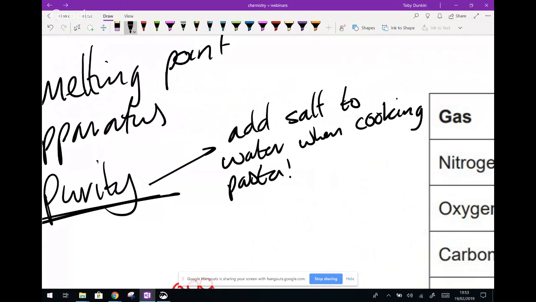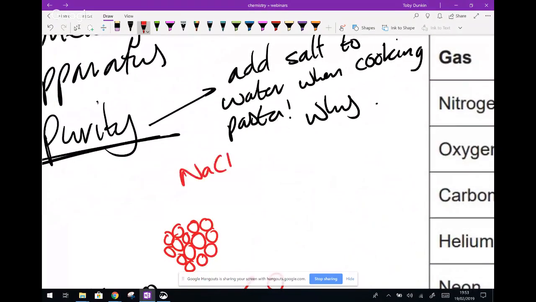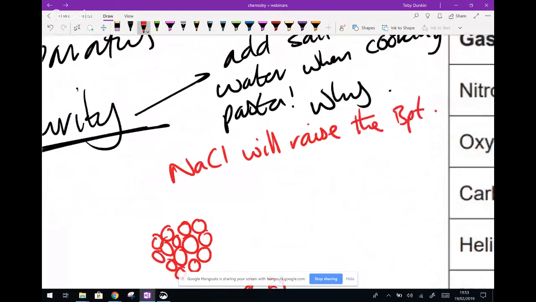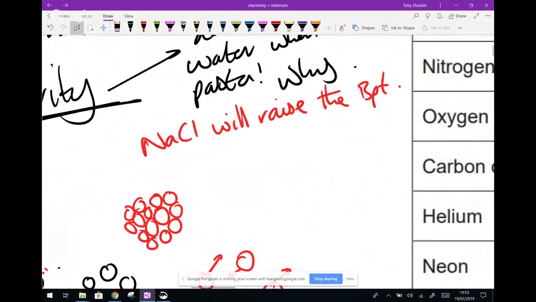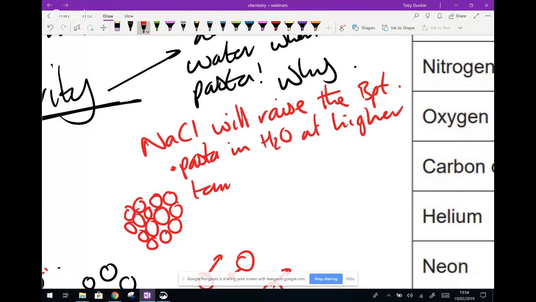The question is why. The answer: the salt, the NaCl, will raise the boiling point, the BPT of the water. So instead of boiling, instead of that water sitting, no, Johan, it doesn't reduce it. It increases it. Yes, it does also. It will raise the boiling point. Now, what that means is the pasta is at a higher temperature. Pasta in H2O at higher temp, therefore, will cook faster.